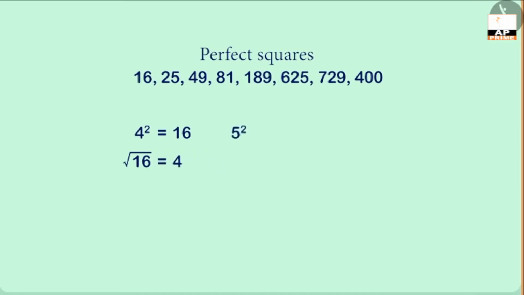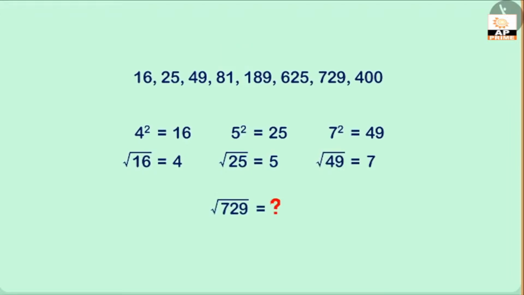Similarly, the square of 5 is 25. So we can say that the square root of 25 is 5. So tell me, if the square of 7 is 49, then what will be the square root of 49? Absolutely right. The square root of 49 will be 7. Similarly, can you find the square root of the number 729?